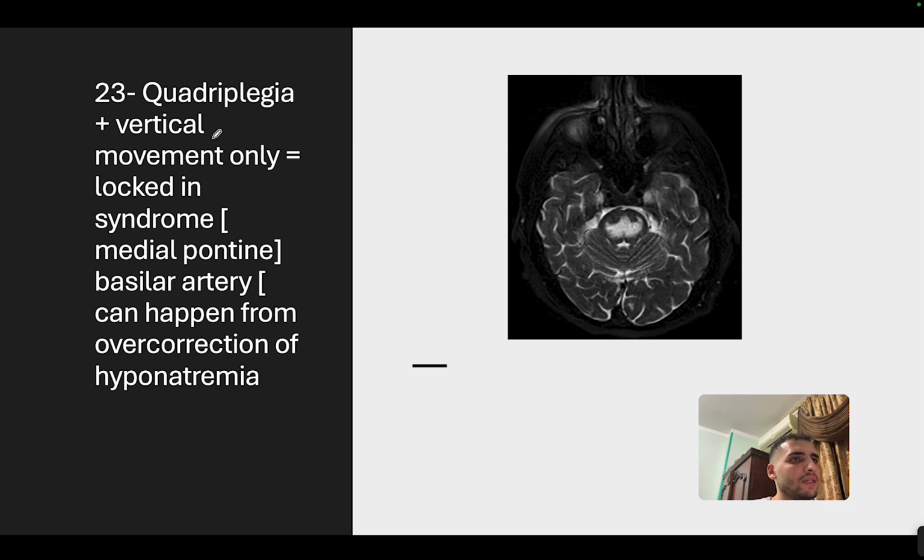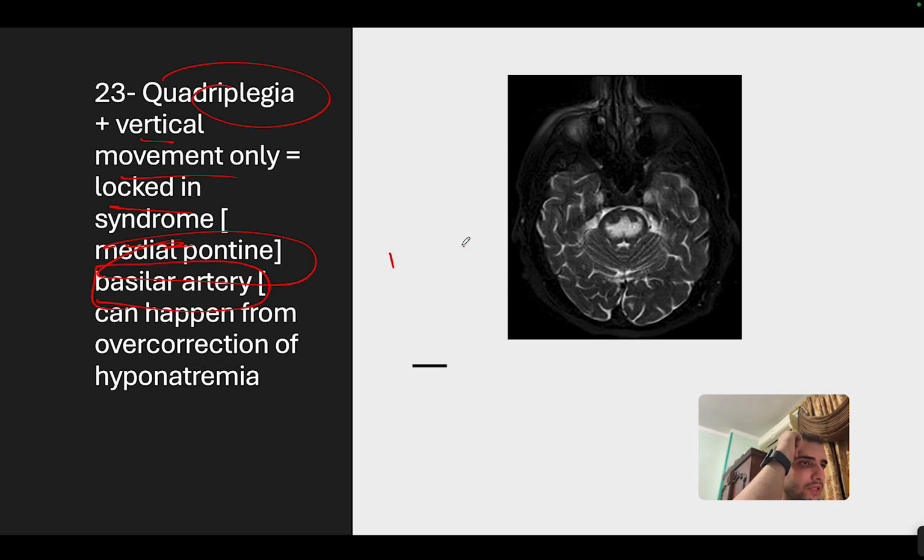The last one is if you see quadriplegia, and the person cannot move his eyes horizontally, but he can move them vertically. So there is literally complete paralysis, okay? And he can only move his eyes vertically. Then you are looking at a disease called locked-in syndrome, which is the median pontine syndrome, okay? It affects the median pontine, which is a problem in the basilar artery.